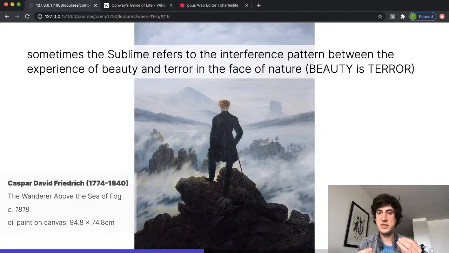then leads to this painting in which you simultaneously can appreciate the beauty of the composition of the framing of the painting. You can view the beauty of the natural landscape, but then at the same time you can view the sort of magnitude of the nature with respect to the person facing us and the precarity of that person. And so all of these different elements of what you can notice in this painting is what makes this painting have an effect.